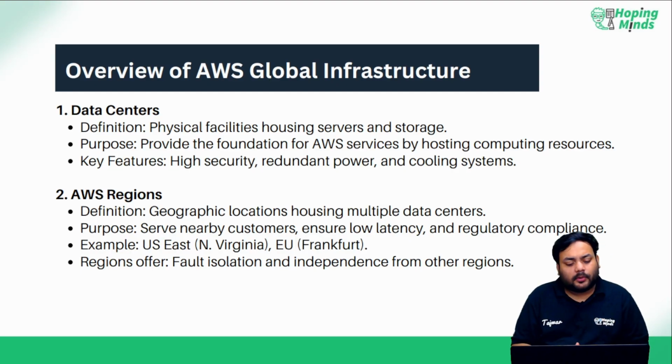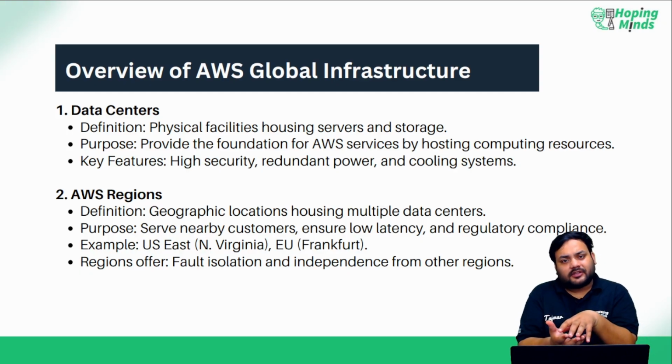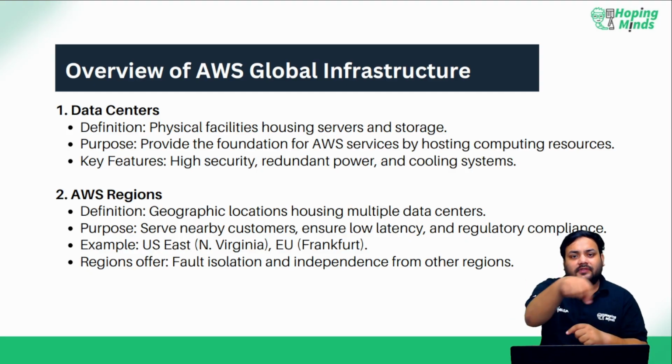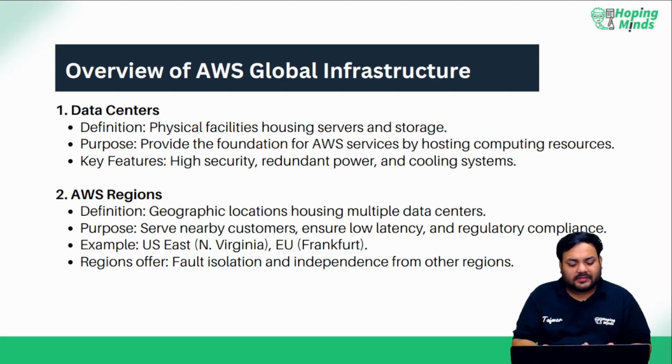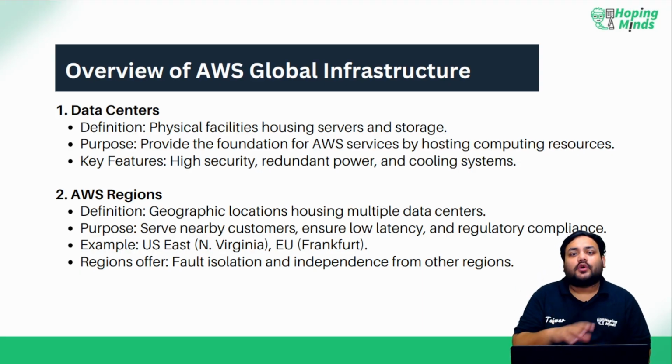Now let's talk about the AWS region. An AWS region is basically a geographic location housing multiple data centers. So let's suppose India is the region. In India we have different data centers. So this is the region, and in the region we have different data centers. Generally we use regions. Wherever you go in your AWS console, at the top you will see something written like US or Mumbai. This particular thing represents the region in which you are working right now.